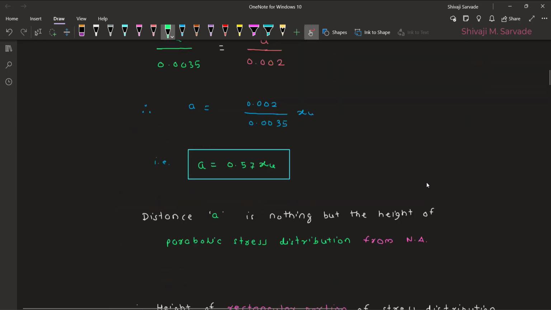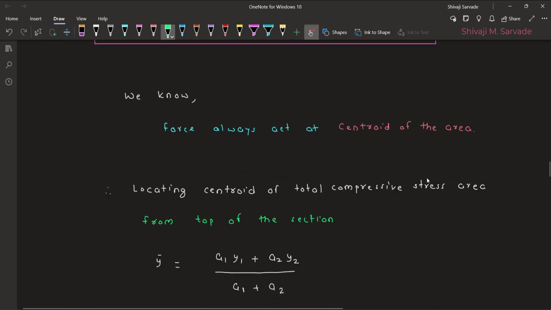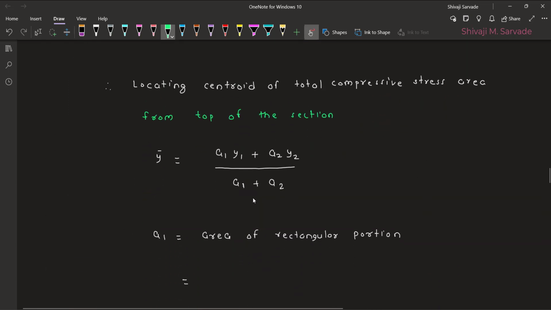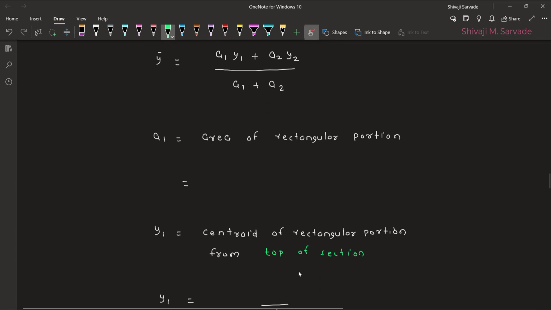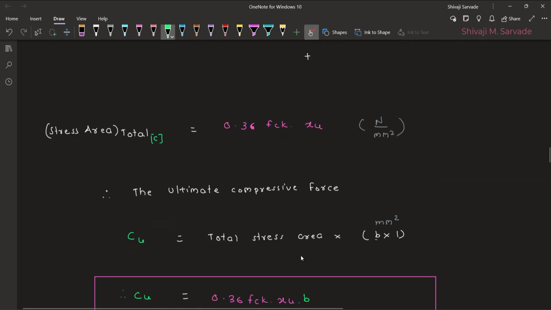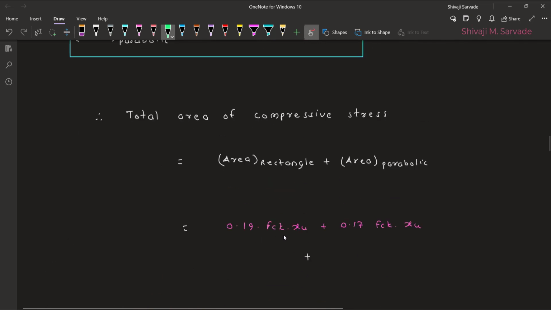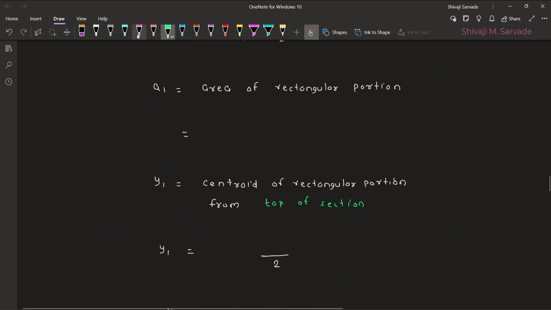The classical formula that we have studied for so many years is A1 y1 plus A2 y2 upon A1 plus A2. Now what is A1? A1 would be the area of the rectangular portion, and y1 would be the centroid of the rectangular portion from the top of the section. We already know the area of the rectangular section, it is 0.19 FCK into XU. So let's write this down. This is 0.19 FCK into XU, the area of the rectangular portion.